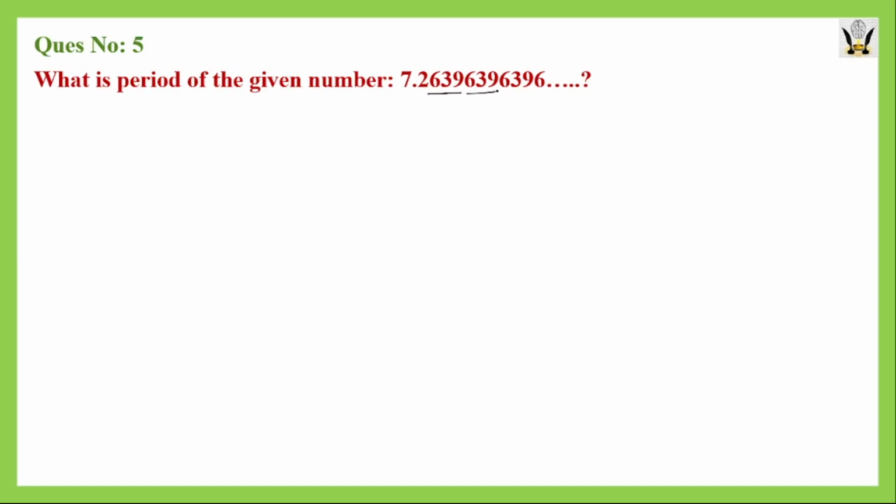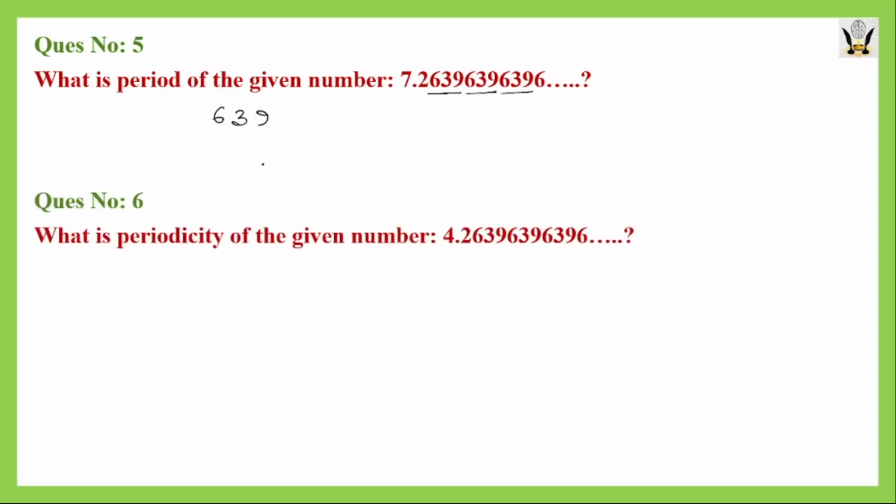639, then again 639, then again 639, and these three digits are getting repeated. We know that the period of a recurring number is the digits which actually get repeated. So here 639 will be the period of the given number.